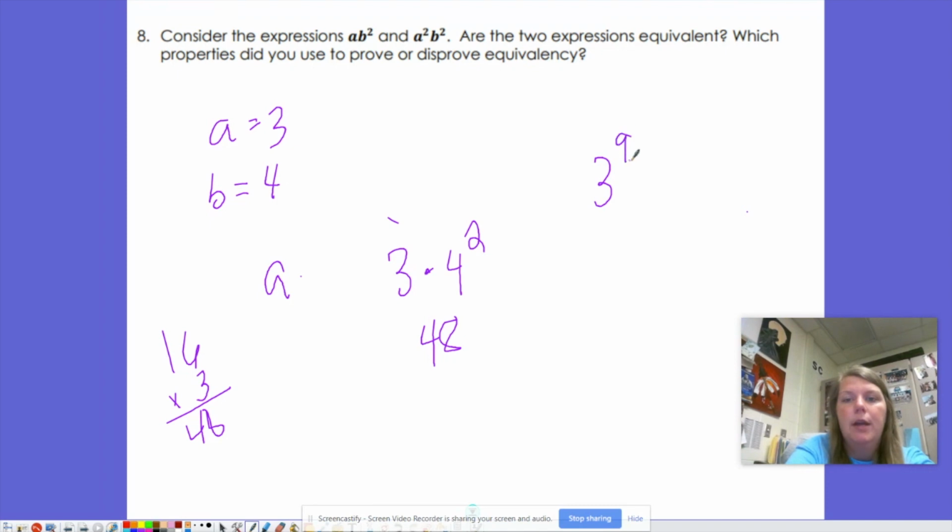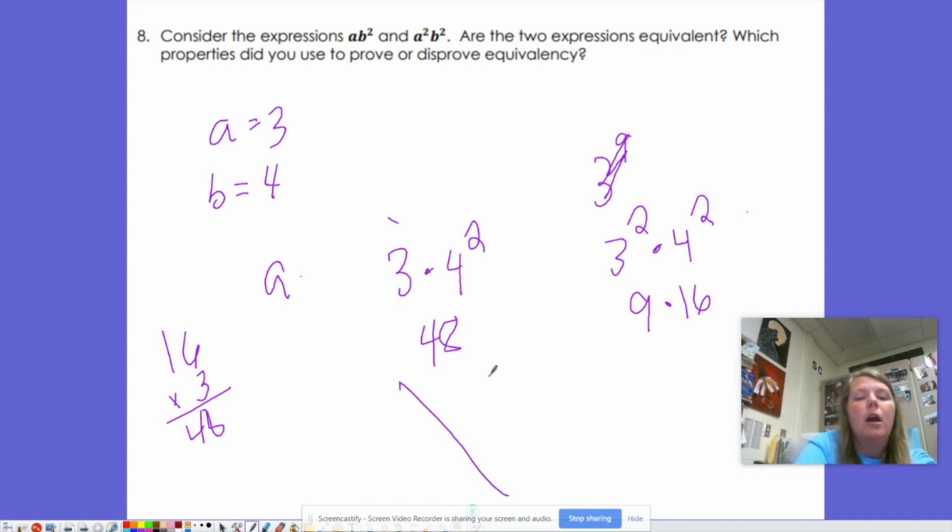So 3 squared times 4 squared, 9 times 16, which I could go through and calculate, but I know that 9 times 16 is not going to be the same thing as 16 times 3. So they are not equivalent. That would be the way that I would disprove equivalency, but you could also show that using the associative or commutative properties is not going to give you the same thing.